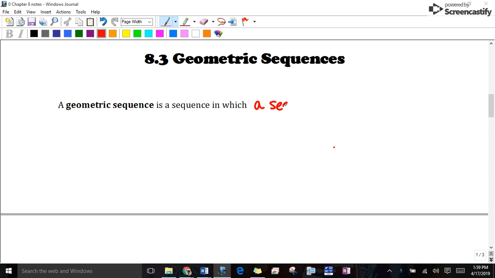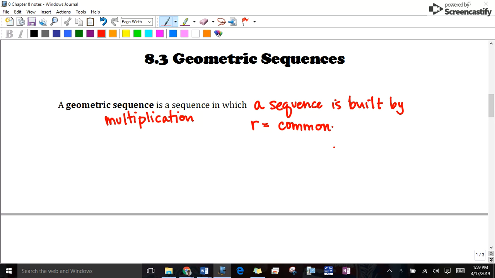So a geometric sequence is built by multiplication. And where we use D to indicate the common difference in an arithmetic sequence, we're going to use R to indicate the common ratio in our geometric sequence. So for example, we could say 3, 6, 12, 24, etc., in which our common ratio is 2. So we're multiplying by 2. That would be our geometric sequence.